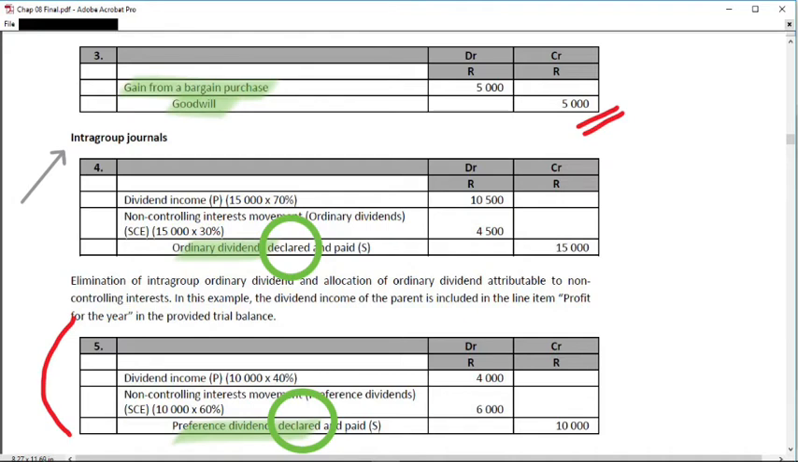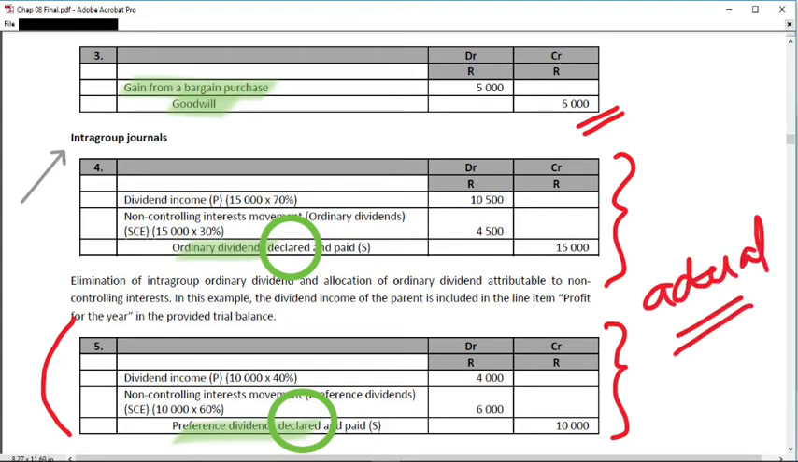Once it's declared, it's recognized as income by the parent. Then this preference dividend and the ordinary dividend is always the actual dividend declared that gets eliminated. You are allowed to combine journal 4 and 5 and only write one consolidation journal entry, but then with the amounts from both journals added together. When you decide to do that, please make sure that you have proper supporting calculations to get to the amounts included in the journals that you've written. What you would also notice is that because the dividends was also paid by the subsidiary, we do not have that second set of intra-group journals where we have to eliminate the shareholders for dividends against the dividends receivable.